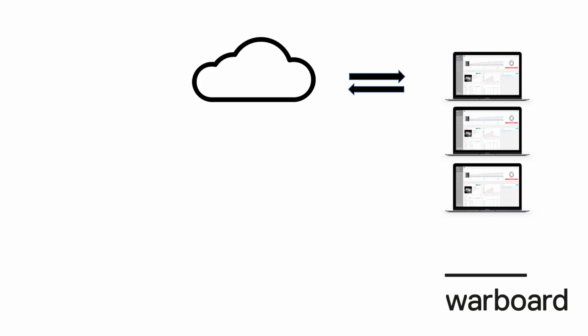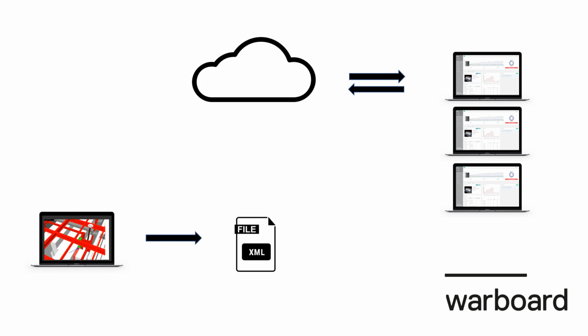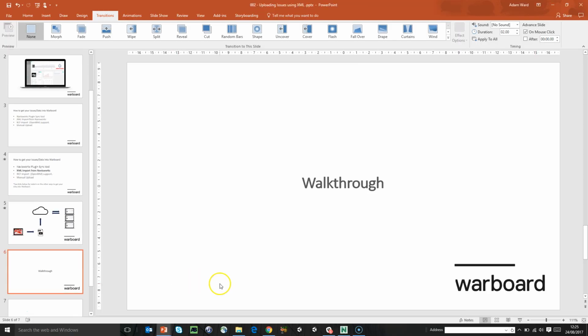So the way the import works, unlike our plugin tool, where you can sync your issues directly from the software, is that it's an export format. So you have Navisworks, and in Navisworks you can export an XML report. You can then upload that report to Warboard and it will populate Warboard with all those issues. So we're going to go through that now. I'm going to walk you through that process and give you some tips and tricks to help you get started.